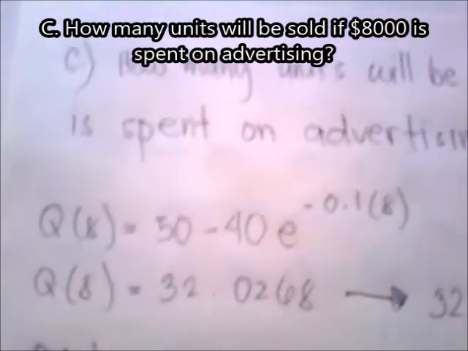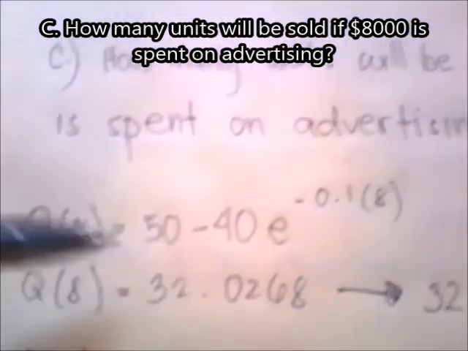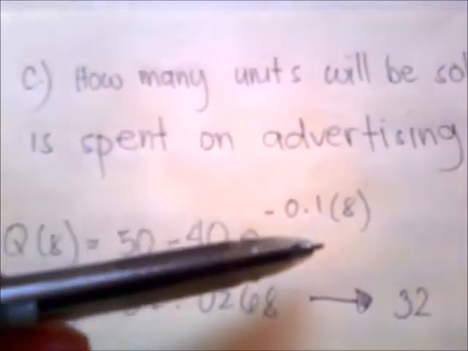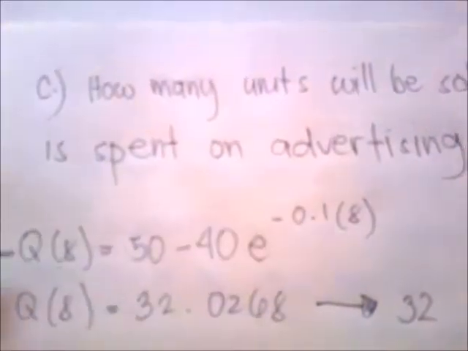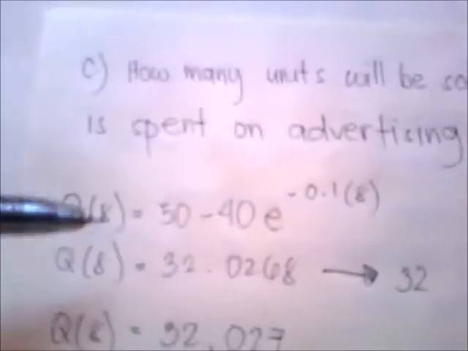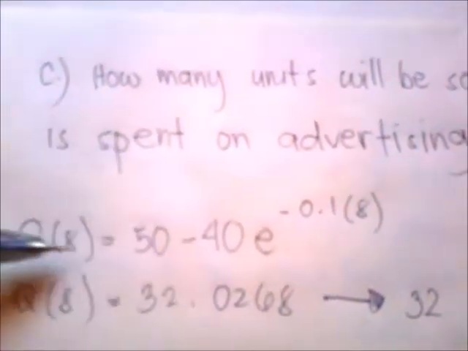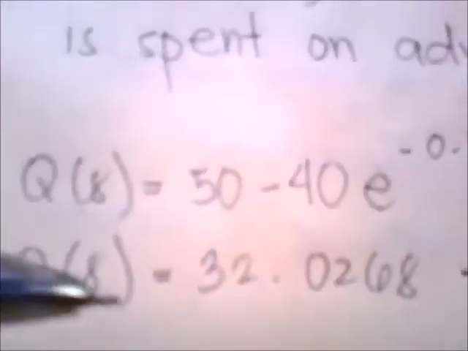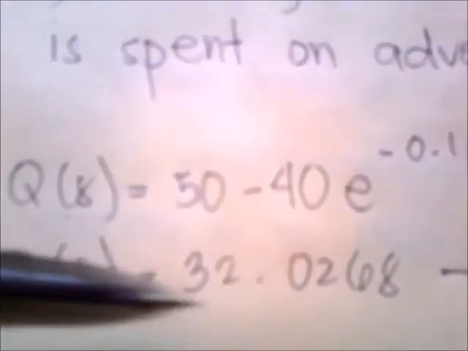This is our equation. Q of 8 is equal to 50 minus 40 e raised to negative 0.1 times 8. We use 8 because in the question, the given is 8,000. The answer in this first equation will be Q of 8 equals 32.0268. If we round off this number, the answer will be 32.027.